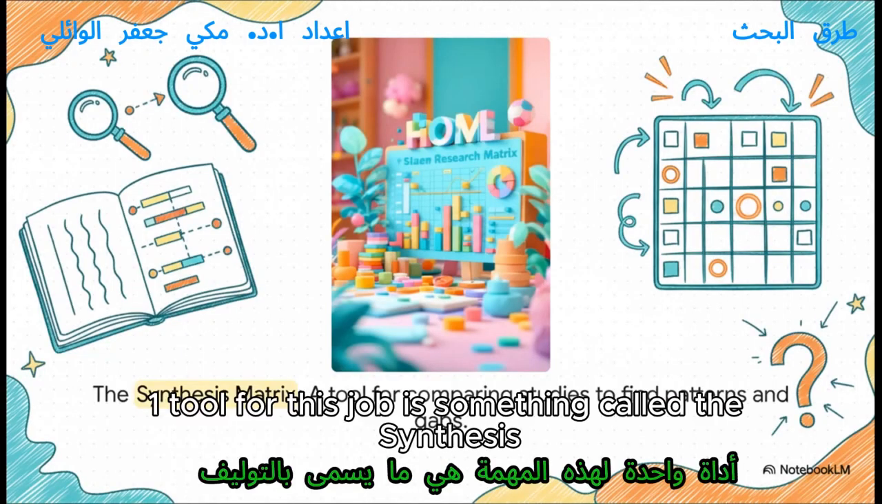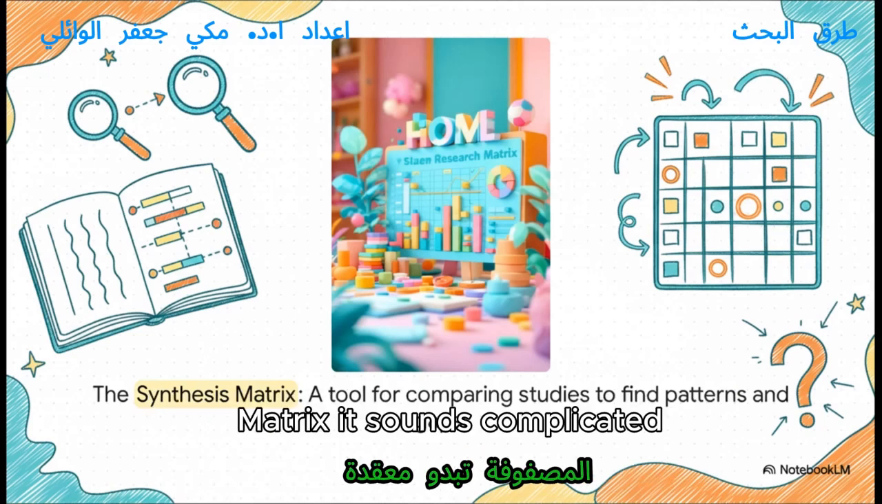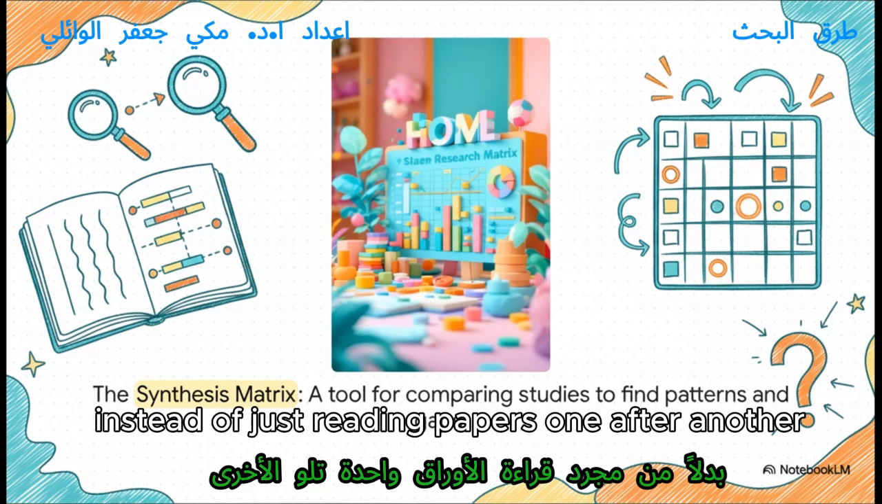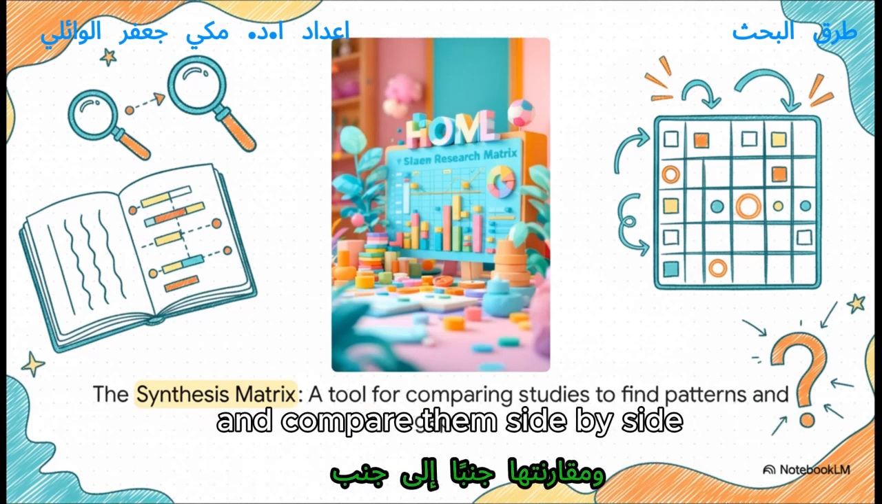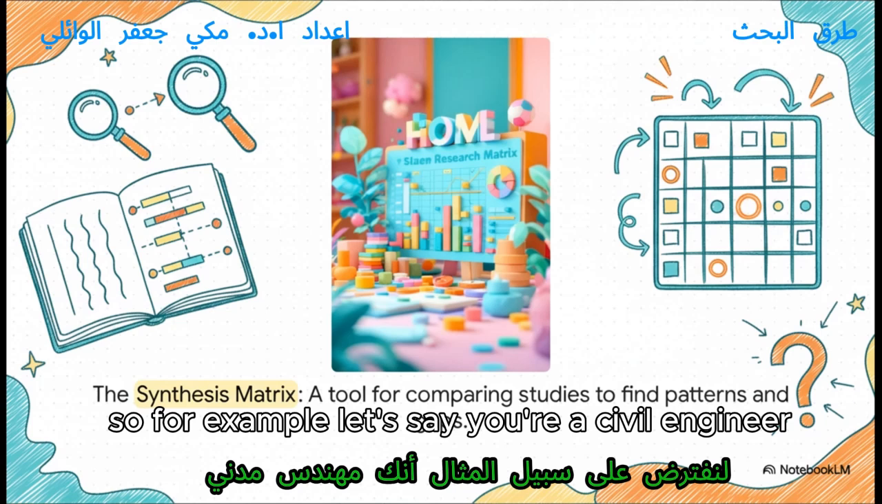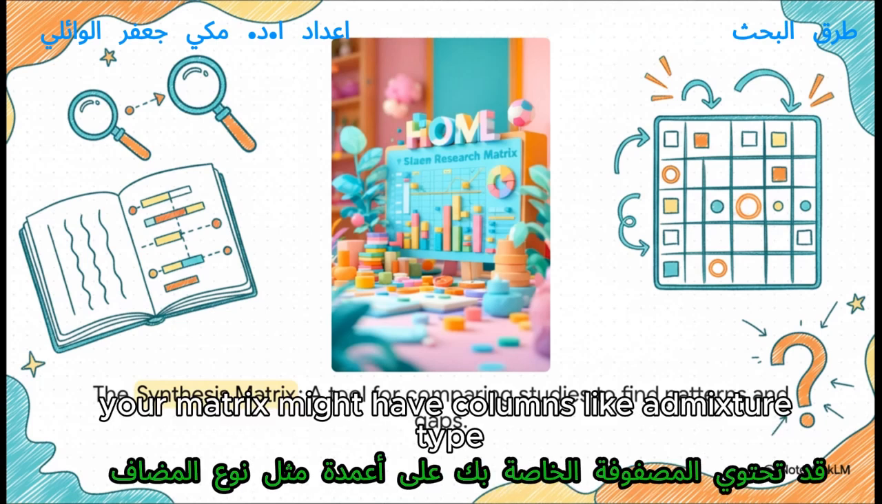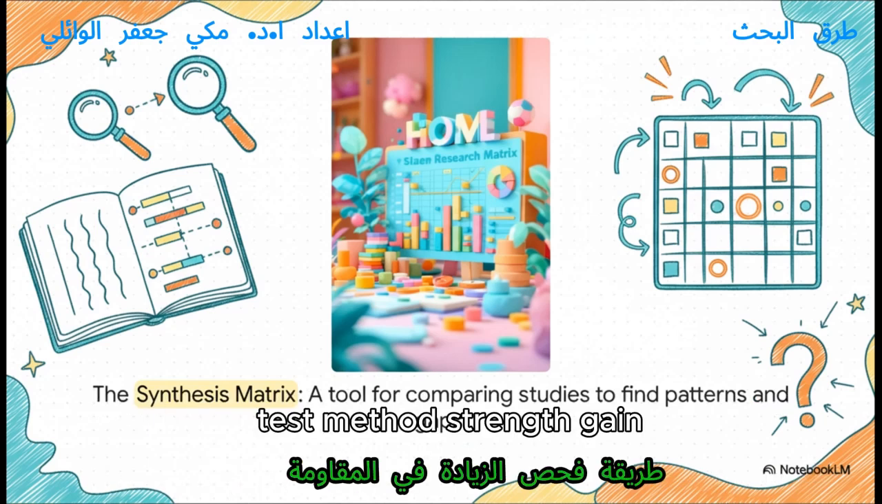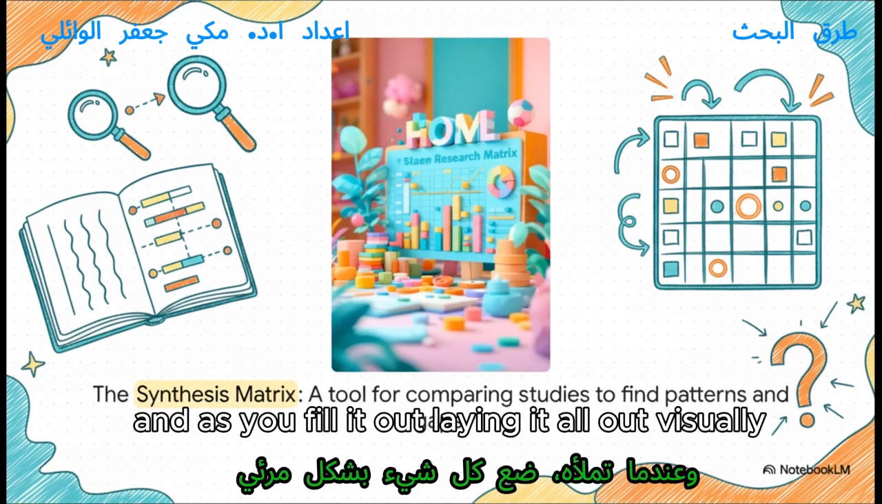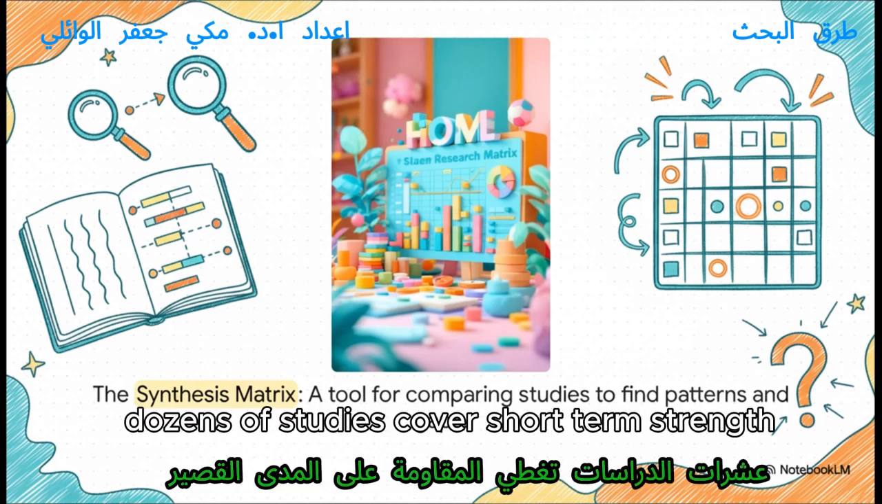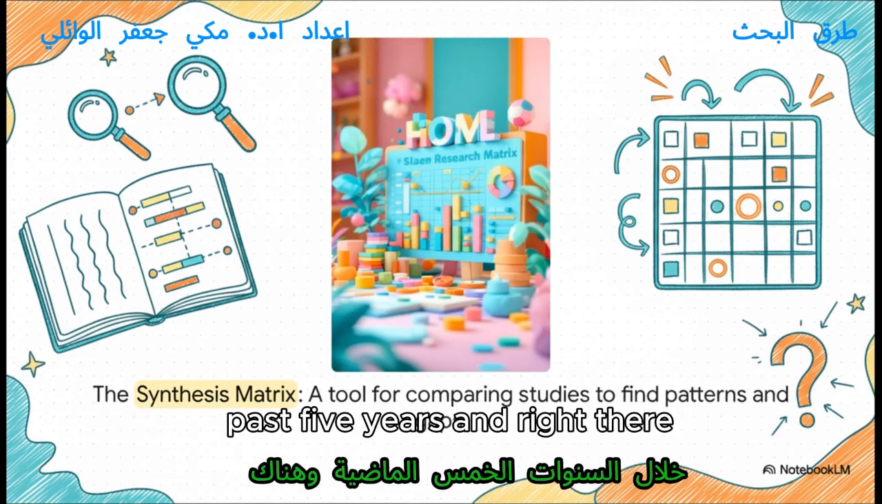And the number one tool for this job is something called the synthesis matrix. It sounds complicated, but it's brilliant. Instead of just reading papers one after another, a matrix lets you lay them all out and compare them side by side. So, for example, let's say you're a civil engineer looking at new types of concrete. Your matrix might have columns like admixture type, test method, strength gain, and as you fill it out, laying it all out visually, you might suddenly see it. Wow! Dozens of studies cover short-term strength, but almost none of them have tested durability past 5 years.